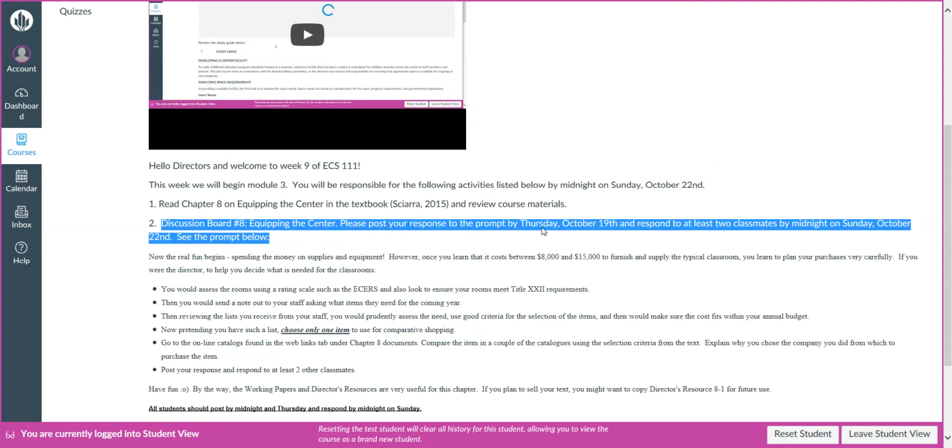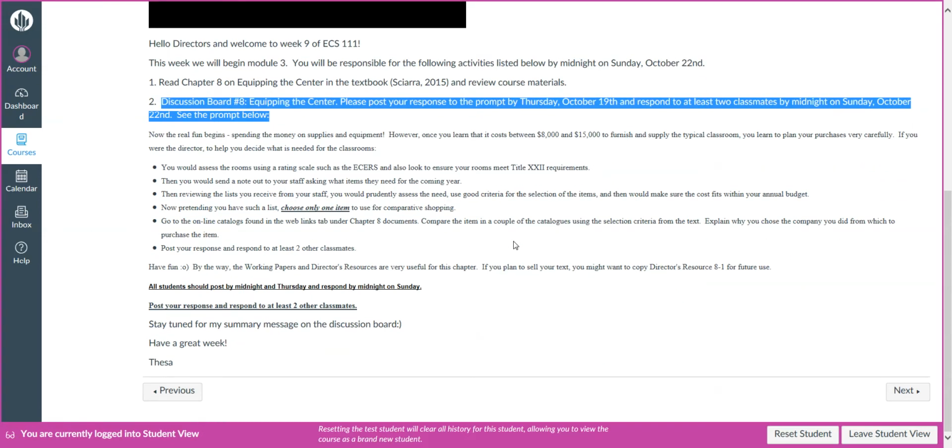Remember to post by Thursday, October 19th, and respond to 2 classmates by the 22nd. Last week we had quite a few people that forgot about us. I'm sure there were things going on in the community. So don't forget, if you've made it this far in the class, you can finish. Totally stay on task with that. Please respond to this prompt, and remember that you have to respond to at least 2 other classmates.